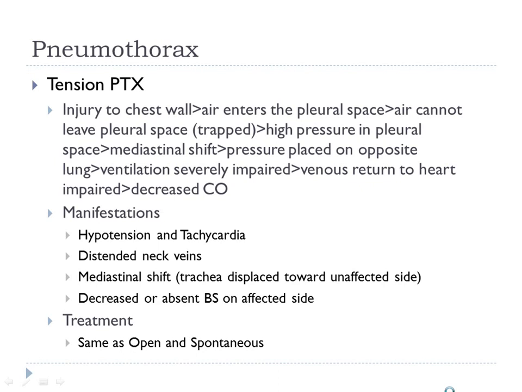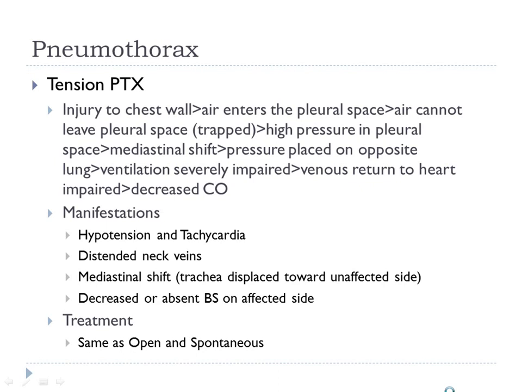So therefore, maybe with each inspiration, there's more air put in there. So it gets worse and worse just by the patient breathing. It can't make its way back into the lung or out into the atmosphere. That's tension pneumothorax. The air gets trapped. So this is the most severe type of pneumothorax because there's lots of pressure. It shifts over all of the chest structures. It can decrease cardiac output because it increases pressure in the chest cavity.